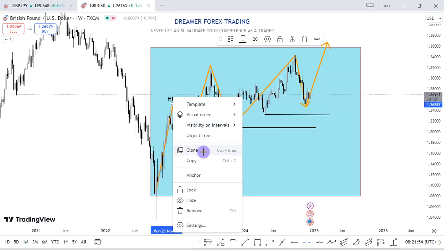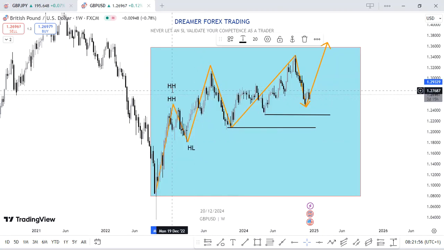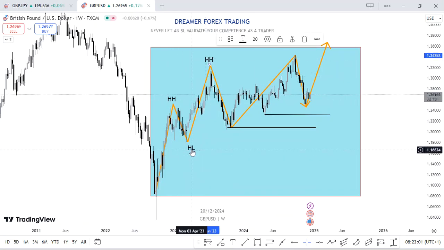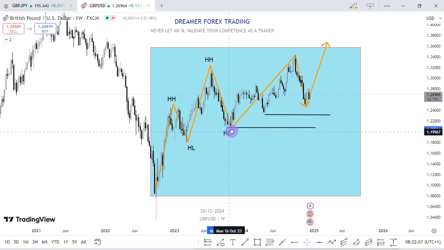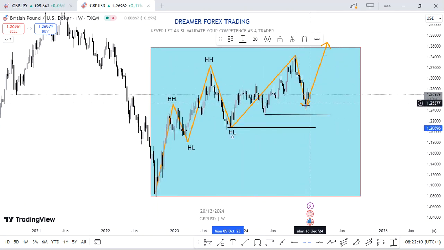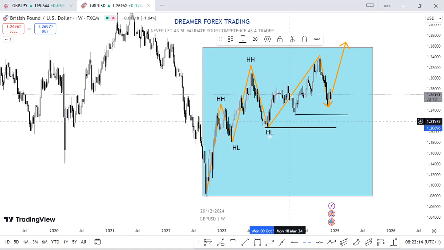Let me just clone this. Okay, so here we equally have the same higher high, and then here we have the same higher low down here, which is at this point. Then higher high, higher low, and then we're anticipating price to go back and create another higher high up here. So this is what we were seeing from the weekly time frame.